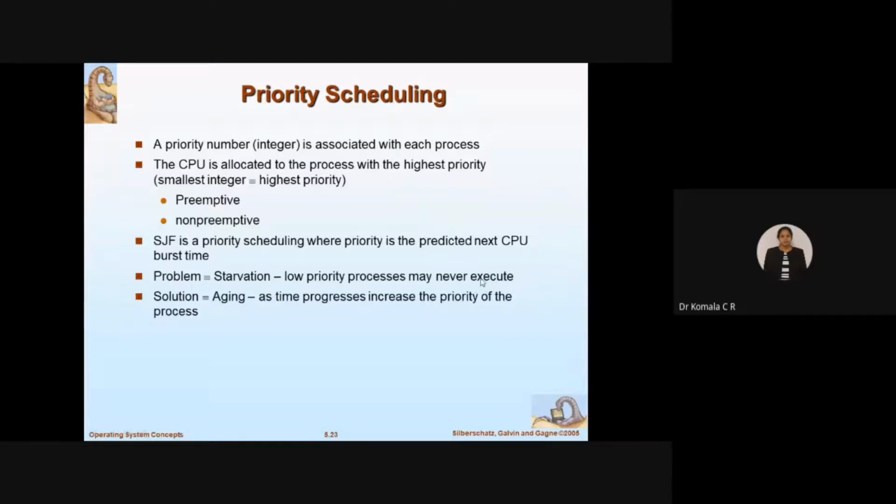So whichever process has the highest priority, I'll go and execute it. So these lower priority processes will always keep waiting. They are in indefinite blocking called starvation. So what is the solution for this? I'll go for a concept called aging.